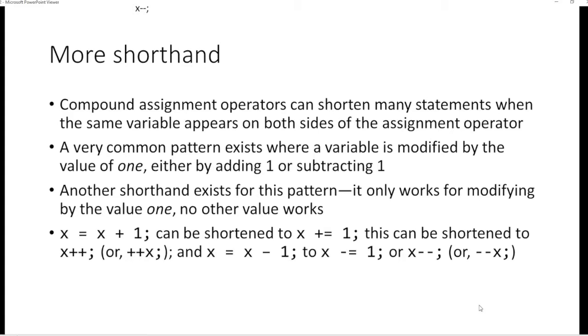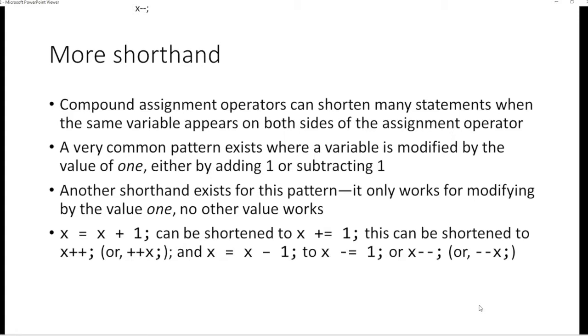Certain conditions allow us to shorten that kind of expression even further, but very, very specific conditions, and that is when we're adding or subtracting the value 1. No other value is allowed to be used in this kind of operator. If we have the expression x assign x plus 1, which occurs very frequently in programming, we can shorten it using compound assignment to x plus assign 1. That's good, but we can shorten it even further, because the value is exactly 1, to x plus plus.